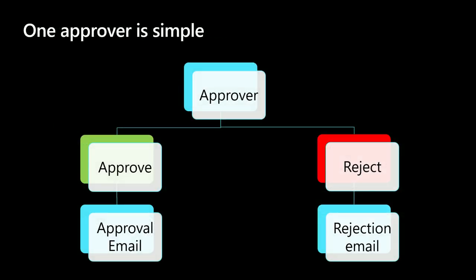So if you have one approver, it's pretty simple. It goes to the approver. If they approve it, what do you want to happen? Like send an approval email. If they reject it, define what you want to happen, like sending them a rejection email. These are all things that you'll be building.